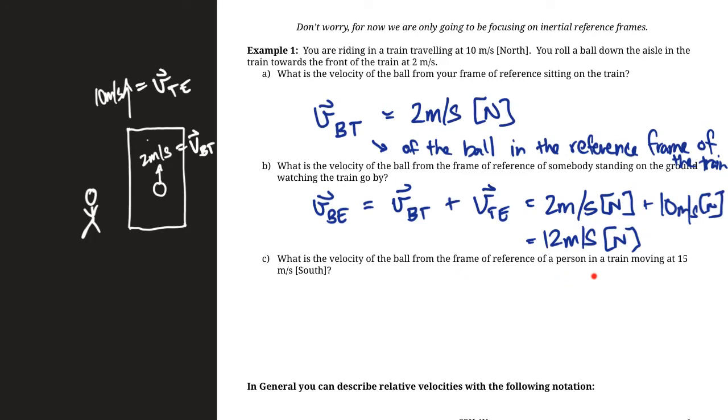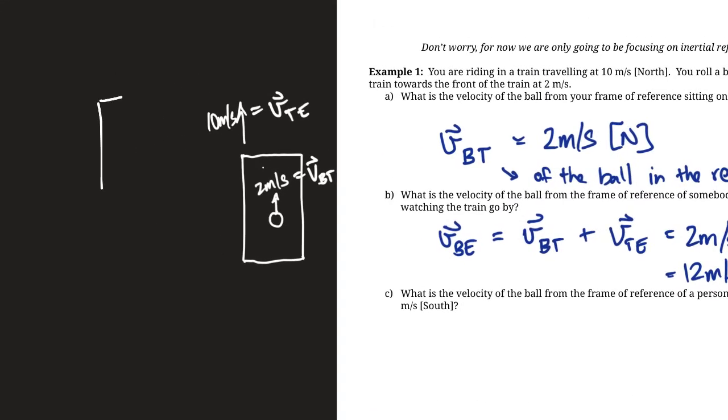Next, what is the velocity of the ball from the frame of reference from a person in a train moving at 15 meters per second south? So now, let's get rid of this person here, right? And let's say there's another train that's moving south at 15 meters per second. And let's say you're now standing on this train and you're watching this other train go by. Let's assume that you can see out of the train. You see the other train go by and you look into that train and you see the ball moving in this direction. From your reference point here, how fast is that ball moving?